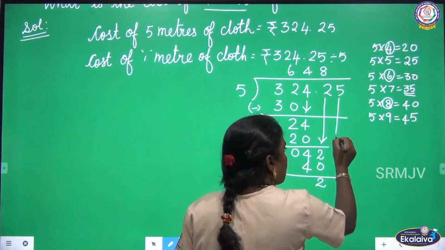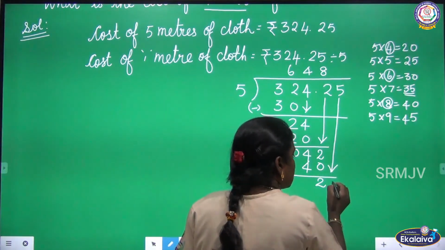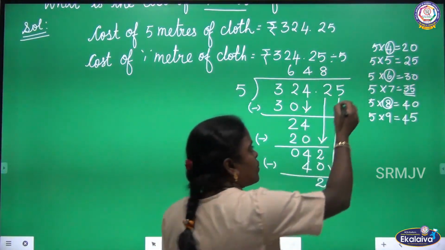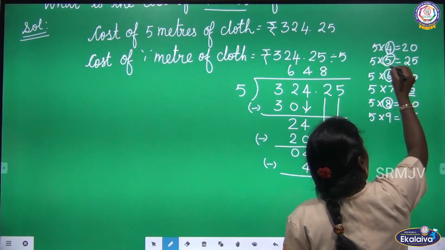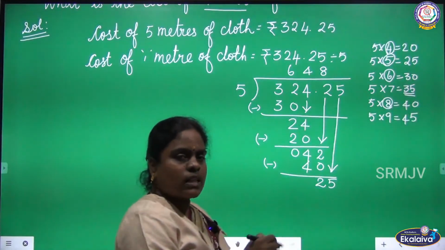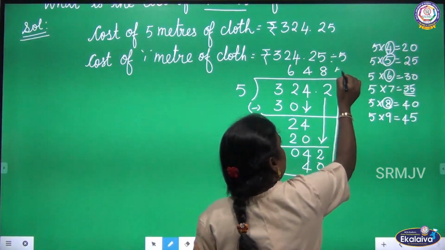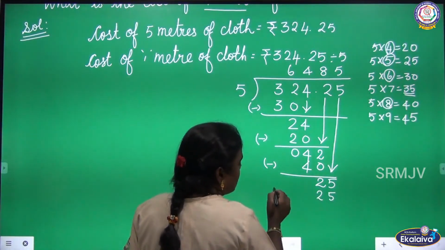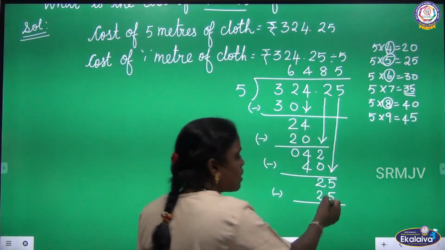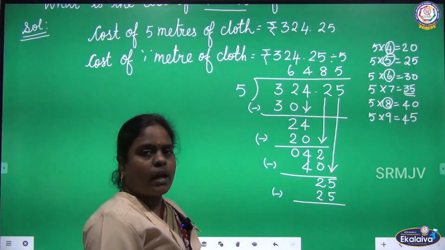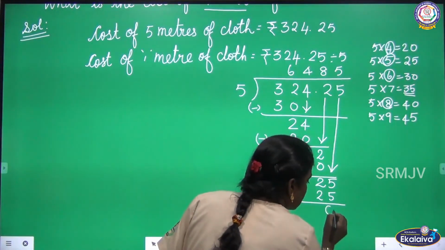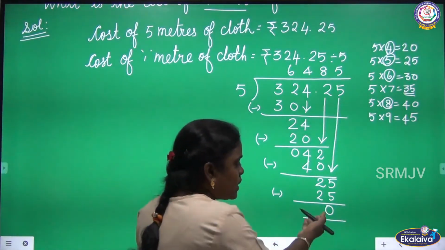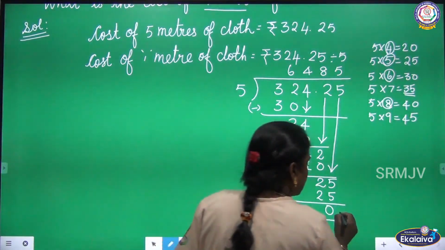And now I am going to bring down the last digit, 5. Yes, look at the table. In 5th time, we can get the product 25 exactly. So write 5 in the quotient, 25 below the number. Yes, now subtract the numbers 25 and 25. You can get 0. There is no more number to divide and the remainder is 0.